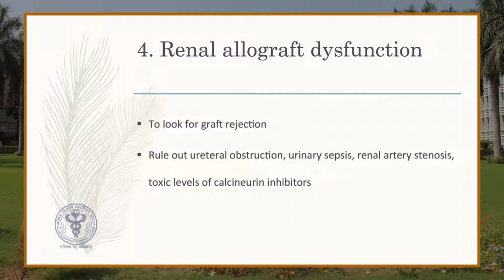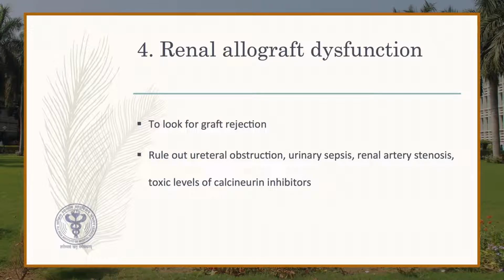Renal transplant patients presenting with renal allograft dysfunction, a renal biopsy may be required to look for graft rejection. However, it is essential to rule out ureteral obstruction, urinary sepsis, renal artery stenosis, or toxic levels of calcineurin inhibitors before proceeding with renal biopsy.